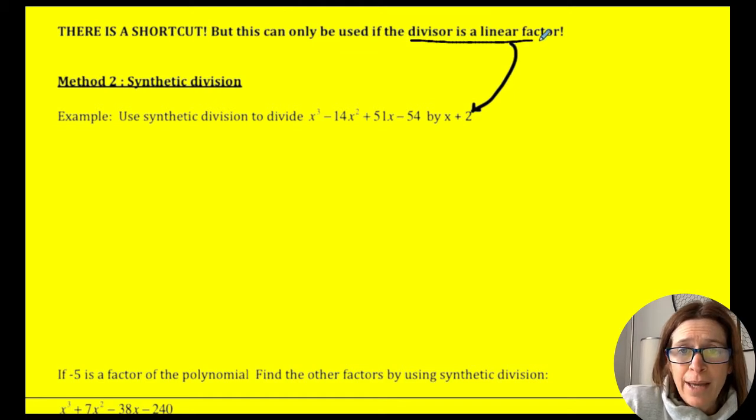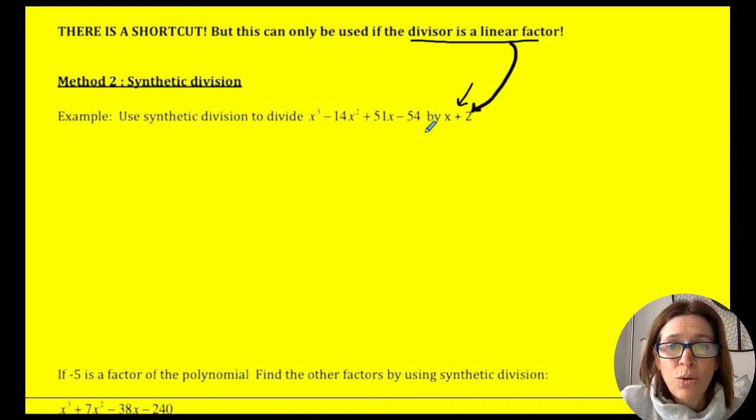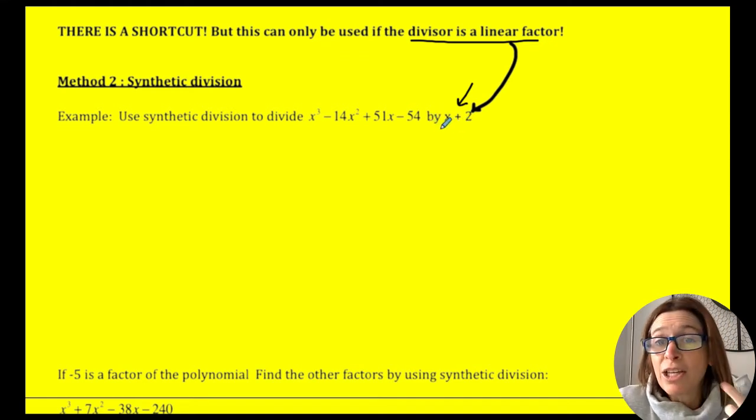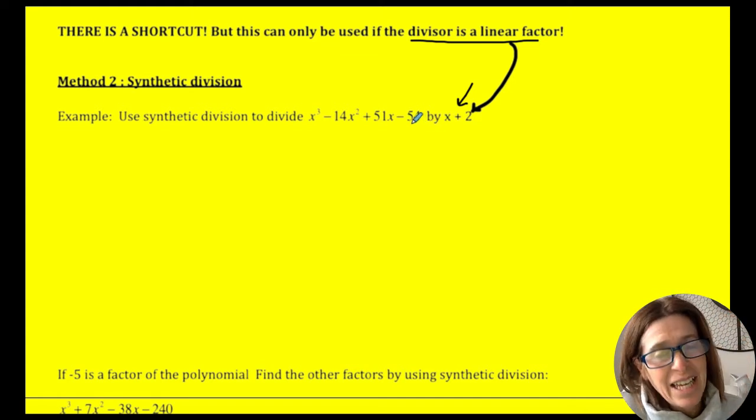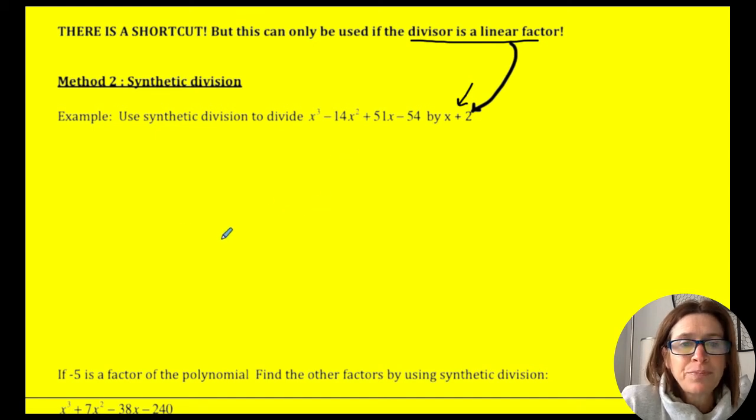So what do I mean by that? Look at this factor, the number that we're going to divide by, the divisor. It's linear because the highest exponent is 1. You can use polynomial long division if the divisor is quadratic, cubic, and so on, but this shortcut that you're really going to like can only be used if the divisor is linear. I'm going to show it to you, but I'm going to do it using long division first.